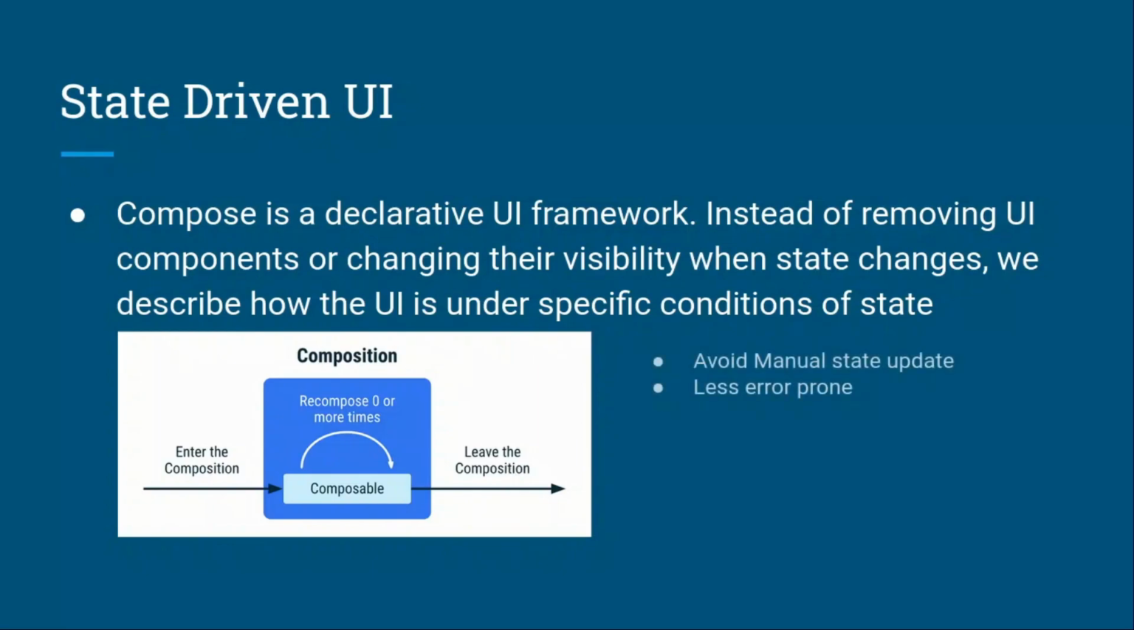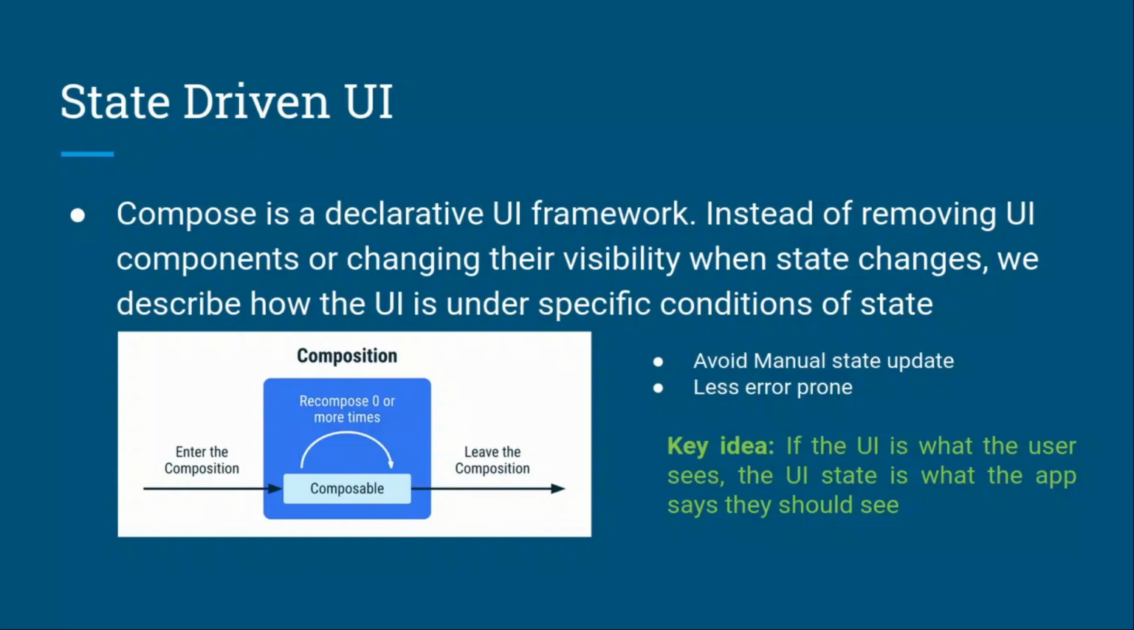So this actually helps us in several things. The first one is just avoid manual state update, and also it is less error prone. The key idea here is if the UI is what the user sees, then the UI state is what the app says they should see. The state is going to determine what is shown in the UI. So I'm stressing this because you have to understand the state, because in Jetpack Compose, everything is actually a state.